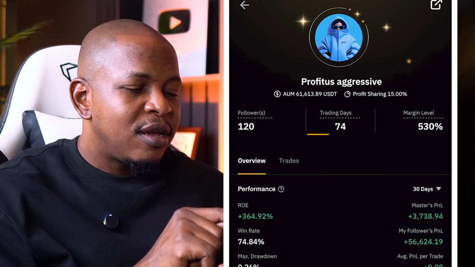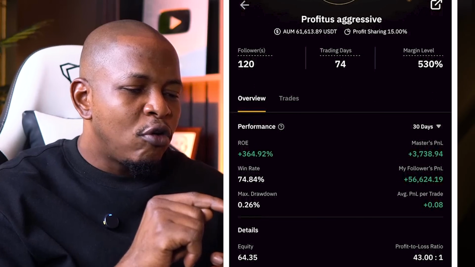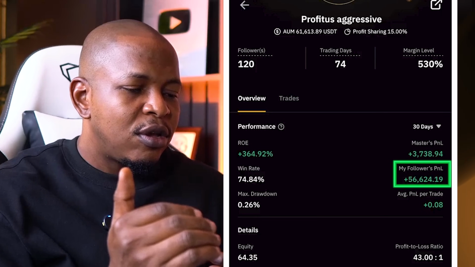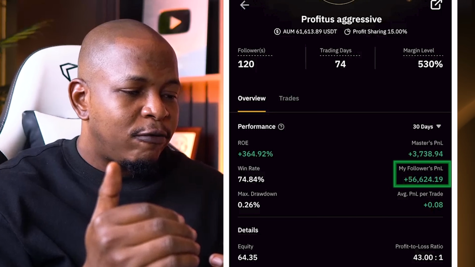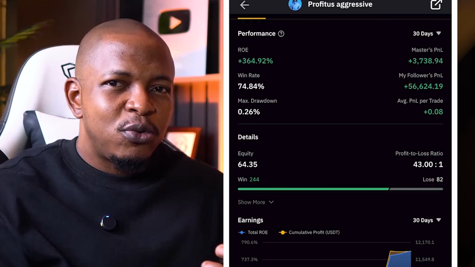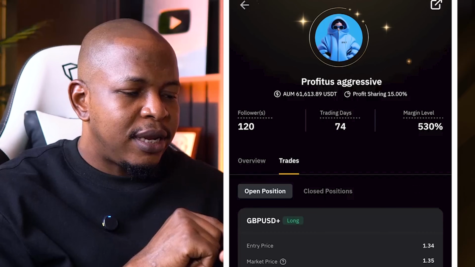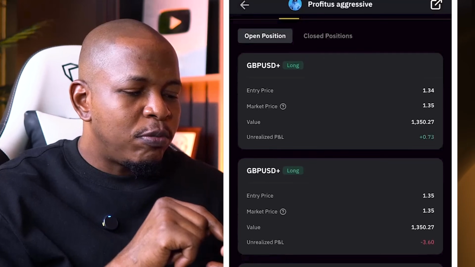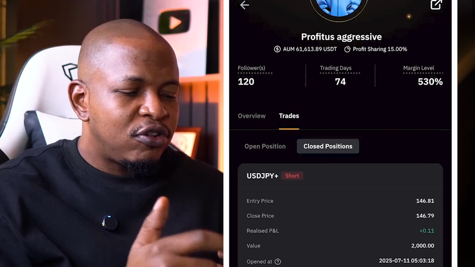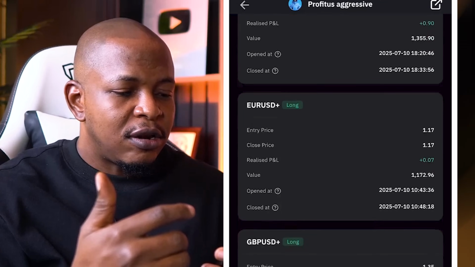120 followers, it has been trading for 74 days, and if you go down, over $3,000 in PNL for the trader and over $56,000 PNL that has been made for the followers. But that is not the full story. To really see how good they are, tap on trades beside the overview, then you can see the open positions, then tap on closed positions.